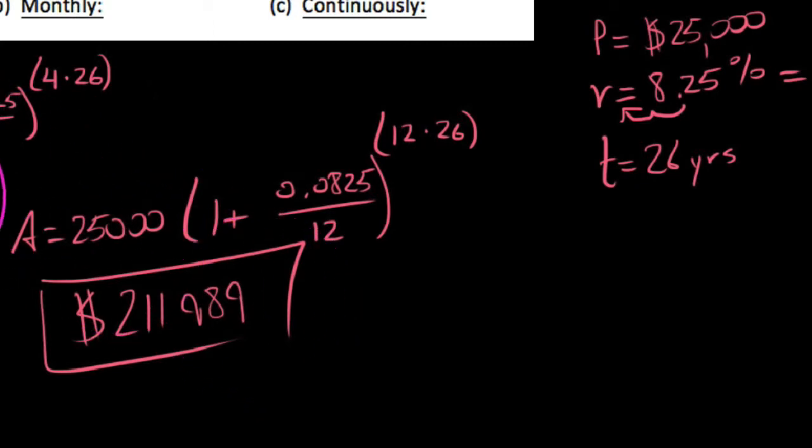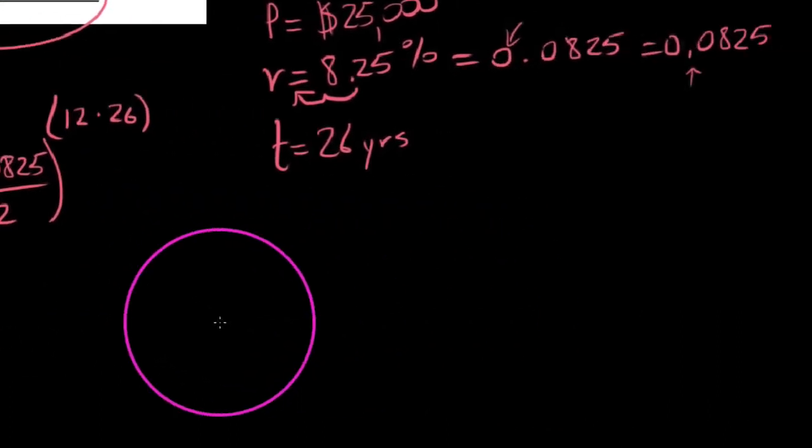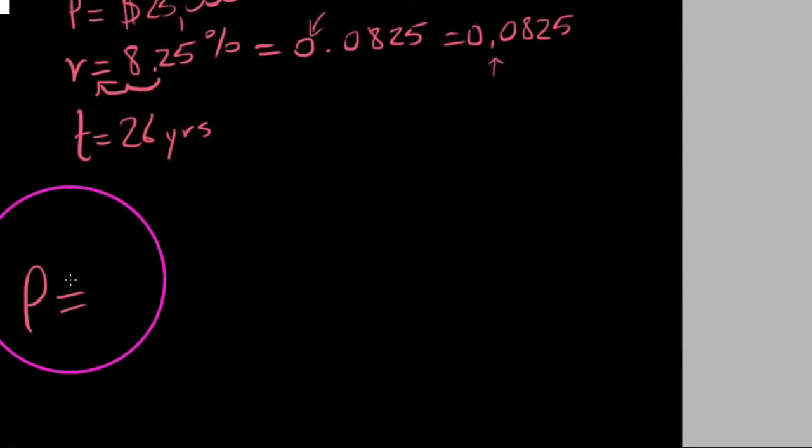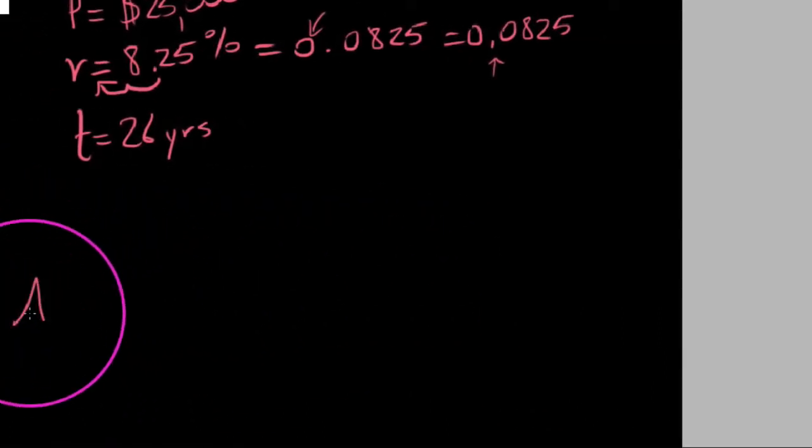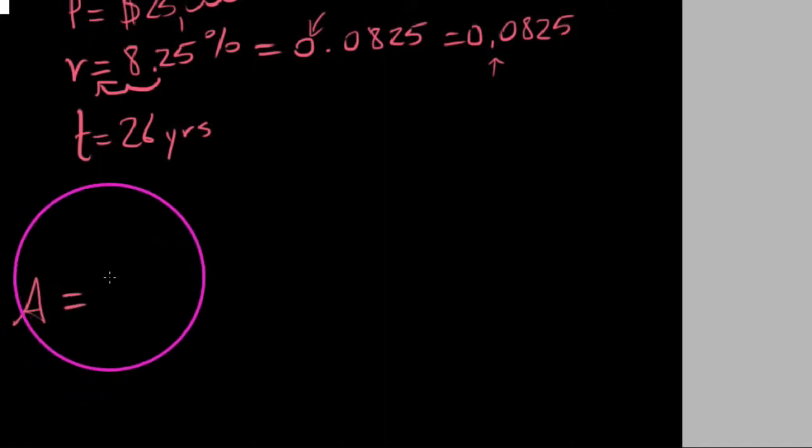Okay, so this is how you use the n compoundings per year. Let's do one where we talk about continuously compounded interest. It's a lot easier to work with. We say the amount that I have is equal to my principal amount, P.